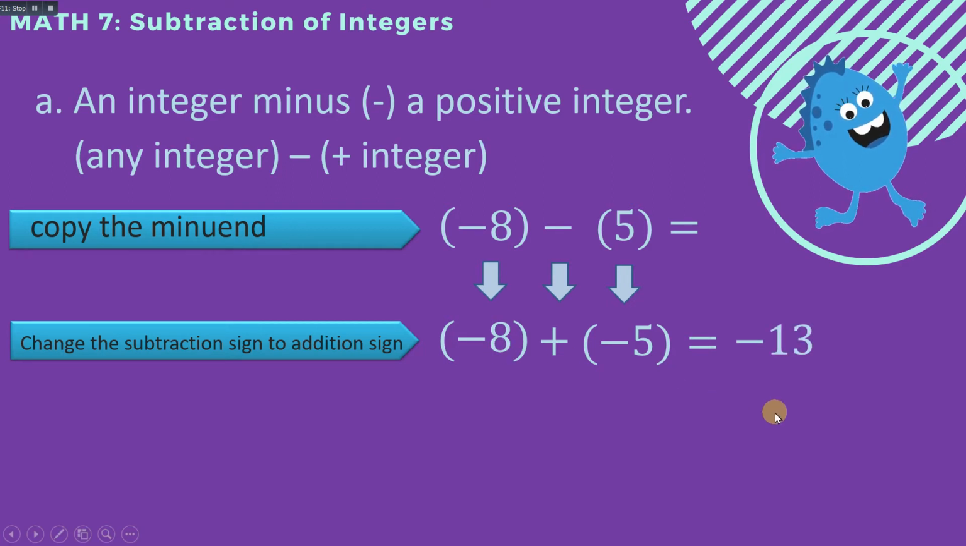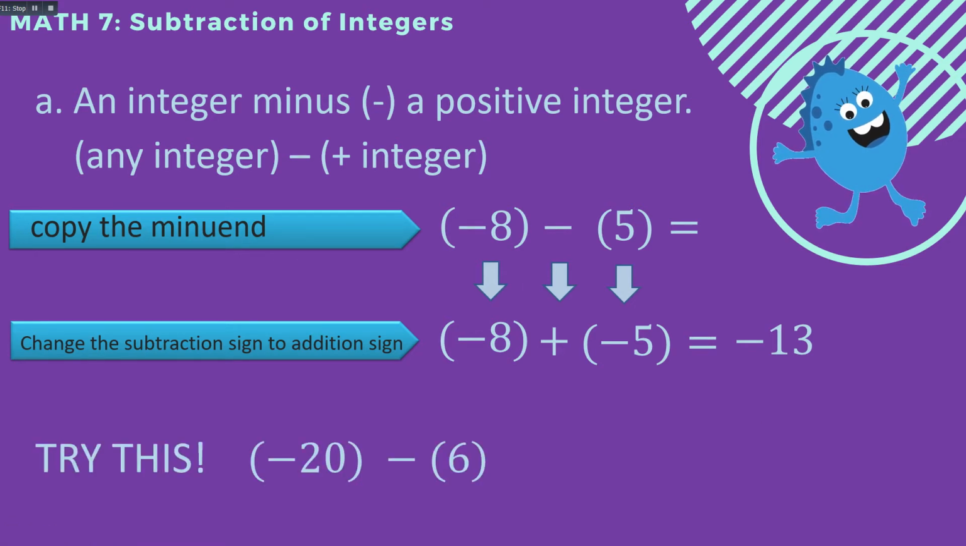Try this. Negative 20 minus positive 6. What would be your answer? Okay, that is negative 26. Did you get it right?